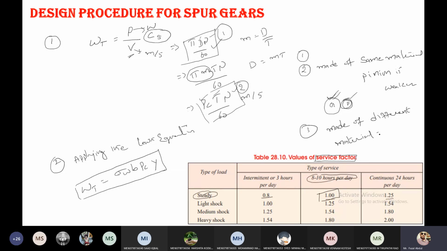Now the question is whether to apply the Lewis equation to the pinion or to the gear. If both are made of the same material, the pinion is the weakest one, so blindly we select the pinion for design purposes. But when the two machine elements are made of different materials, the question is which one is the weaker and which one is the stronger.